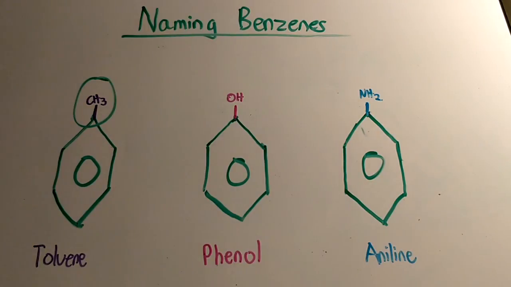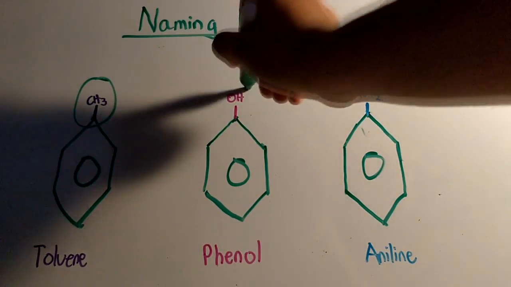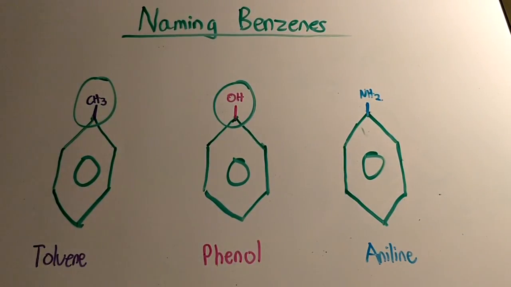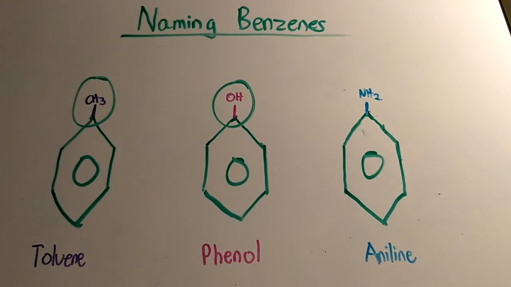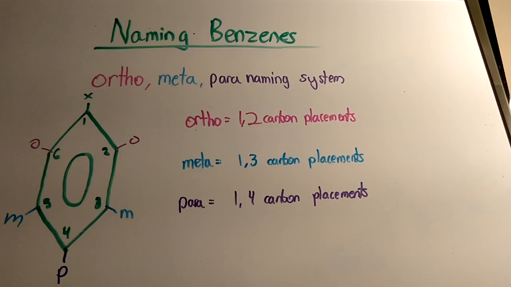The second one is phenol. Phenol is a benzene that has an OH group coming off of it. As you can see over here, right at the top, from the benzene, an OH is being bonded to it. Lastly, we have an aniline. Aniline is where benzene is attached to an NH2 group, as you can see over here. So let's move on to naming benzenes.